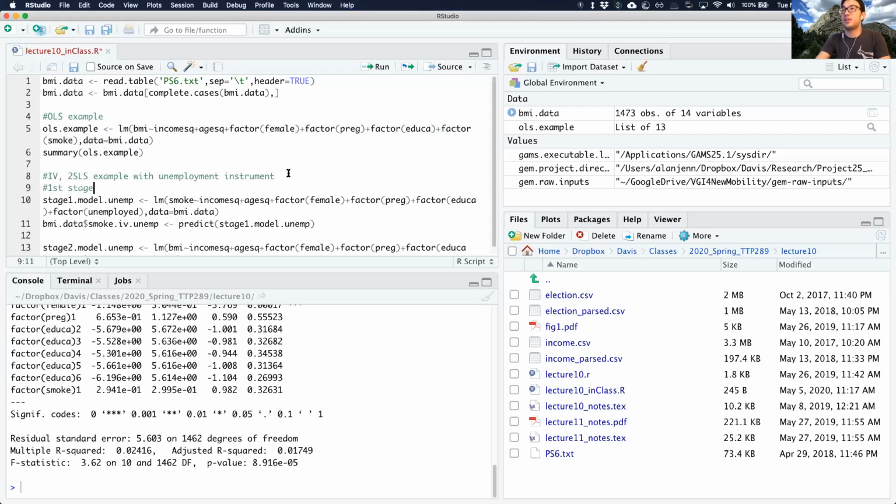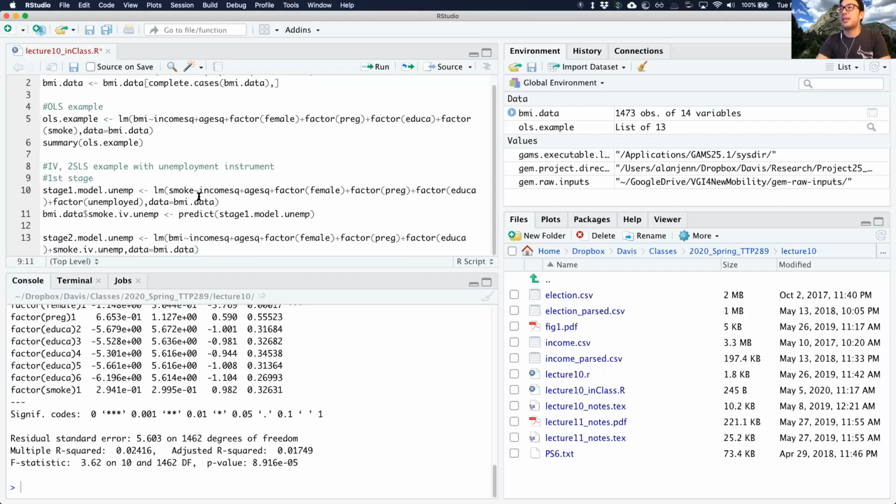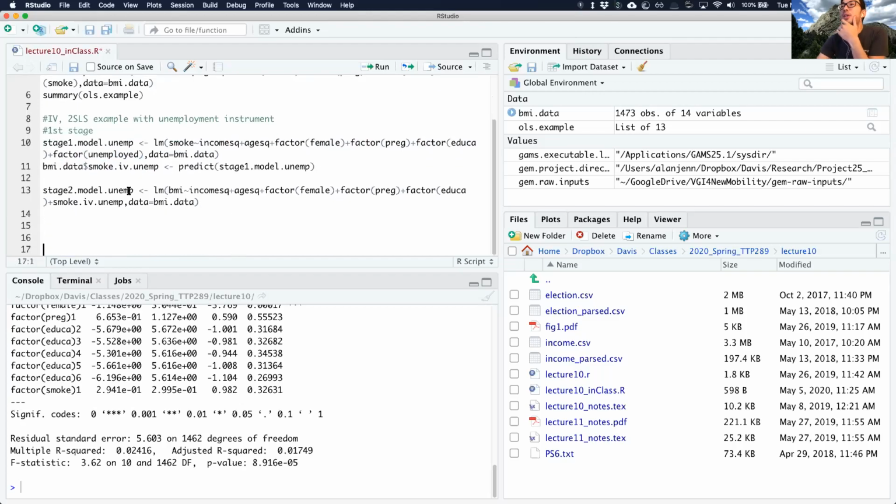So let's walk through this code. As I was mentioning before, we are mainly interested in this smoke variable. In my first stage, I'm going to regress smoke on all of the other variables: income, age, female, pregnant, education, unemployed. And this is my instrumental variable, whether or not the person is unemployed.